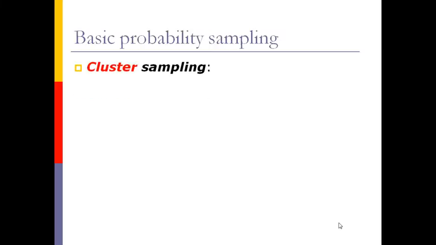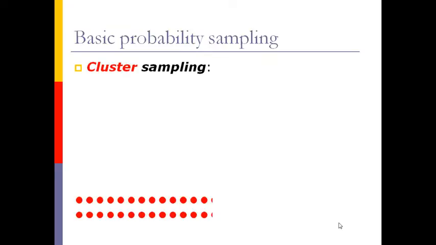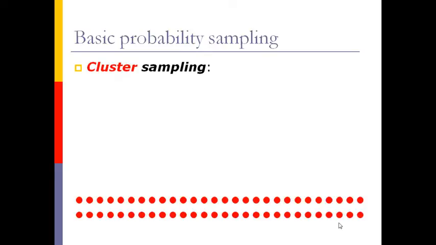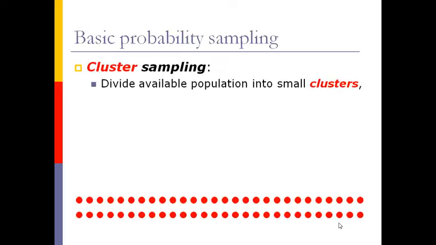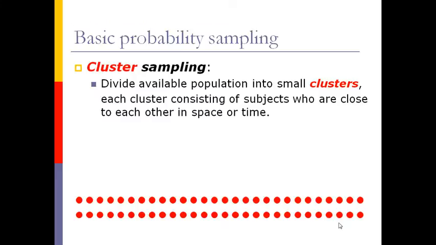The last one that I want to show you, again because it is used fairly commonly, is called cluster sampling. In this situation, we have an available population once again, and we're going to divide it into small clusters. We construct clusters by putting together subjects who are close to each other. The closeness could be in space, so they live close to each other or are in the hospital close to each other, or in time, they come to the clinic close in time. So maybe everybody who comes on a Monday or something like this.